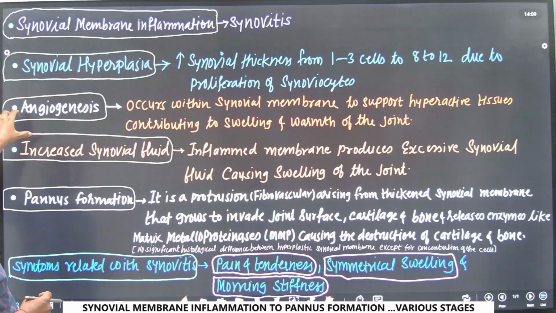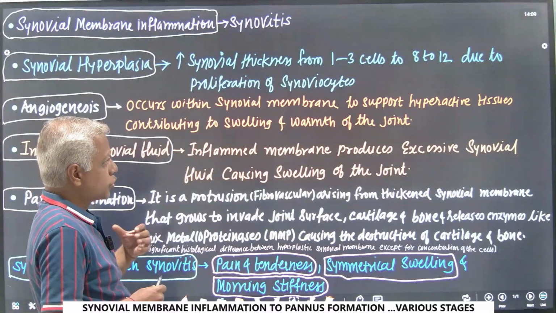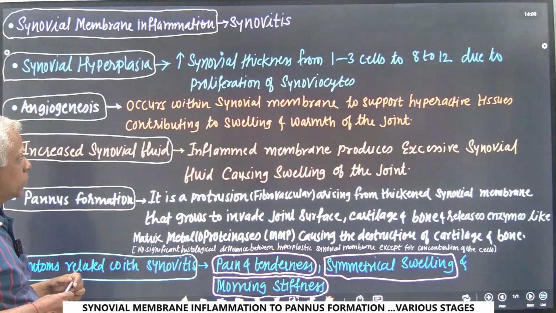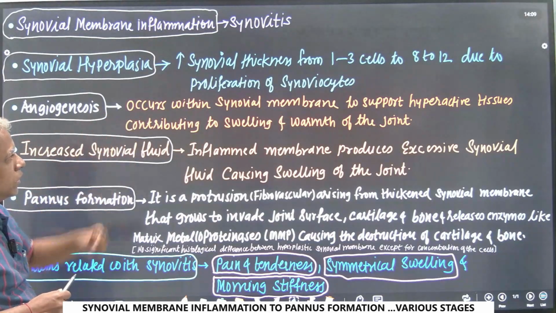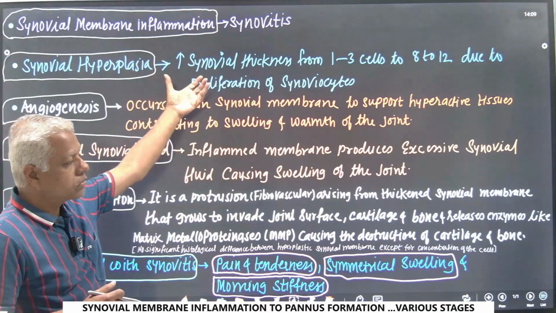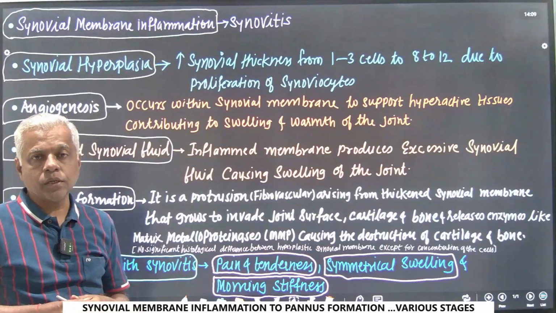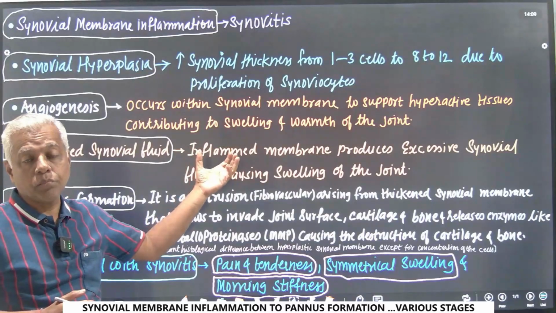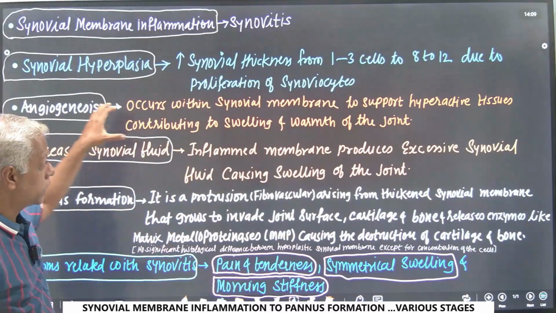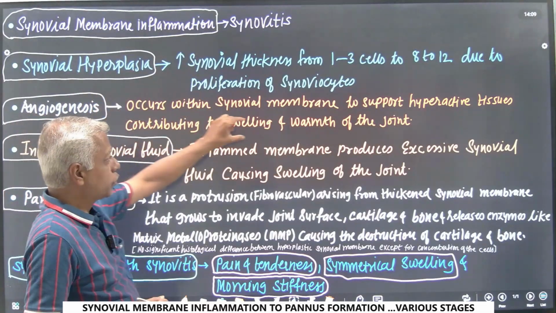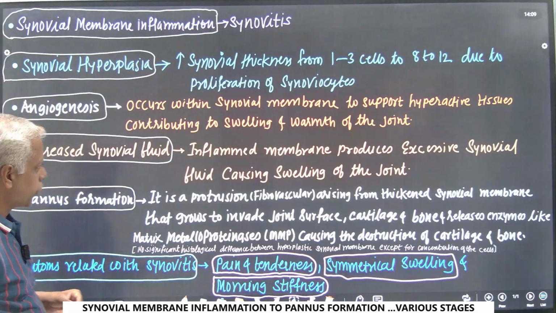Now see one more event, that is angiogenesis, which occurs within the synovial membrane to support hyperactive tissues, contributing to the swelling and warmth of the joint. Why does angiogenesis occur? Because the synovial membrane cells are proliferating, and because of the proliferation the number of cells is increasing, and therefore the metabolic demand is increasing. So as to fulfill this metabolic demand, angiogenesis occurs in the synovial membrane, and it is contributing to the swelling and the warmth of the joint.